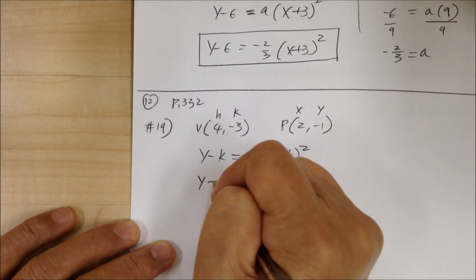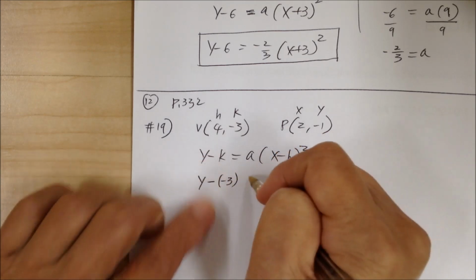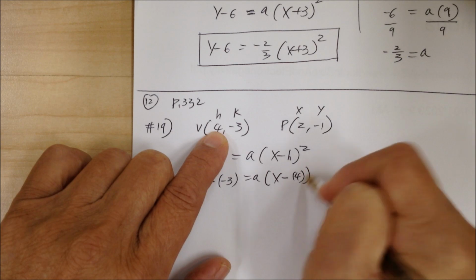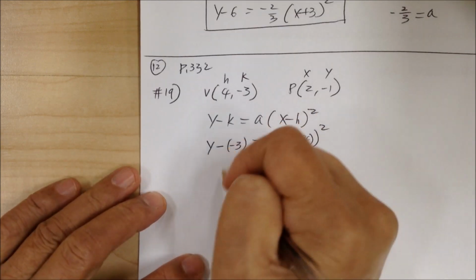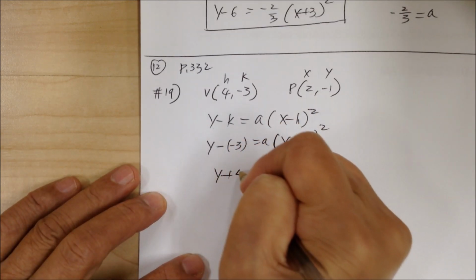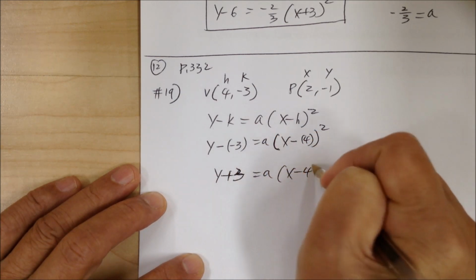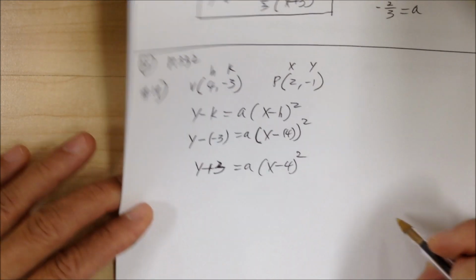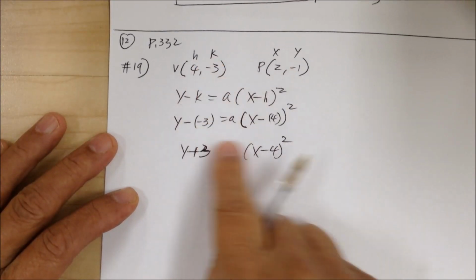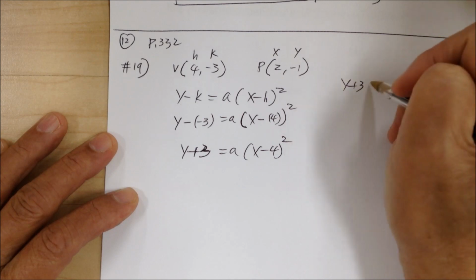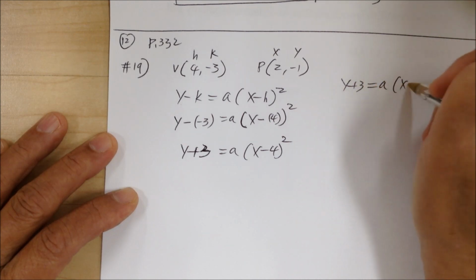Okay, so put things in here. So you got y minus negative 3, that's your k, equal to a times x minus h. Okay, simplify things a little bit. So y plus 3 equal to a times x minus 4 squared. Okay, so you can use the h and k to simplify, and again go off to the side so you don't clutter up your major step and lose track.